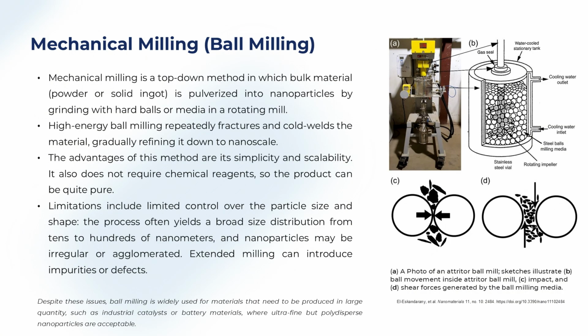Mechanical milling, or ball milling. Mechanical milling is a top-down method in which bulk material, powder or solid, is pulverized into nanoparticles by grinding with hard balls or media in a rotating mill. High-energy ball milling repeatedly fractures and cold welds the material, gradually refining it down to nanoscale.